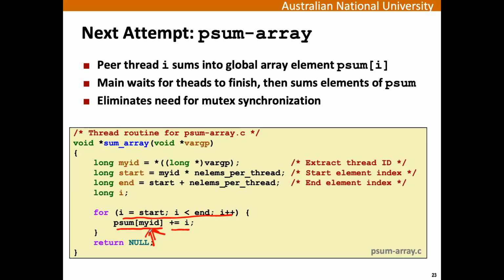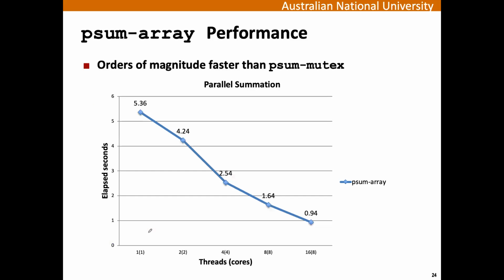Do we expect a better outcome? Possibly, right? And this is what we get. We get orders of magnitude faster than the mutex. So in your lab this week, think about this. We're not doing any measurements, but still. And the hyperthreading helps a little bit as well. You go from 5 seconds to less than a second. Can anyone tell me if we can do better than that?